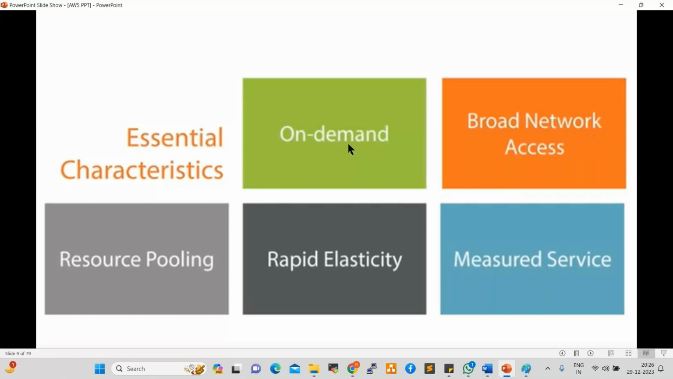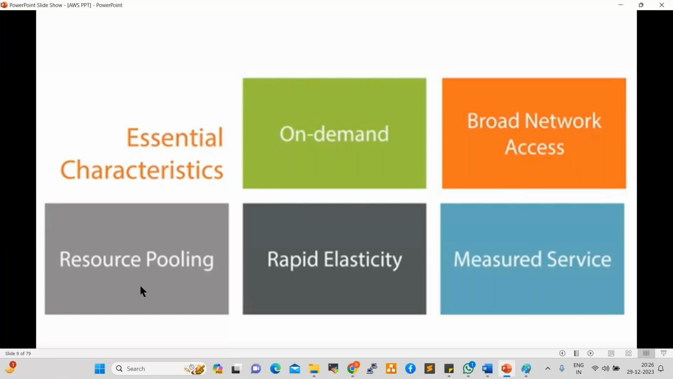Next one is broad network access. Whatever resources we are using in cloud, we can access from anywhere, from your home, from your office, from your mobile also, with proper authentication only, right? Whatever servers we are connecting, whatever resources we are using, we can connect from anywhere, which is nothing but broad network access.